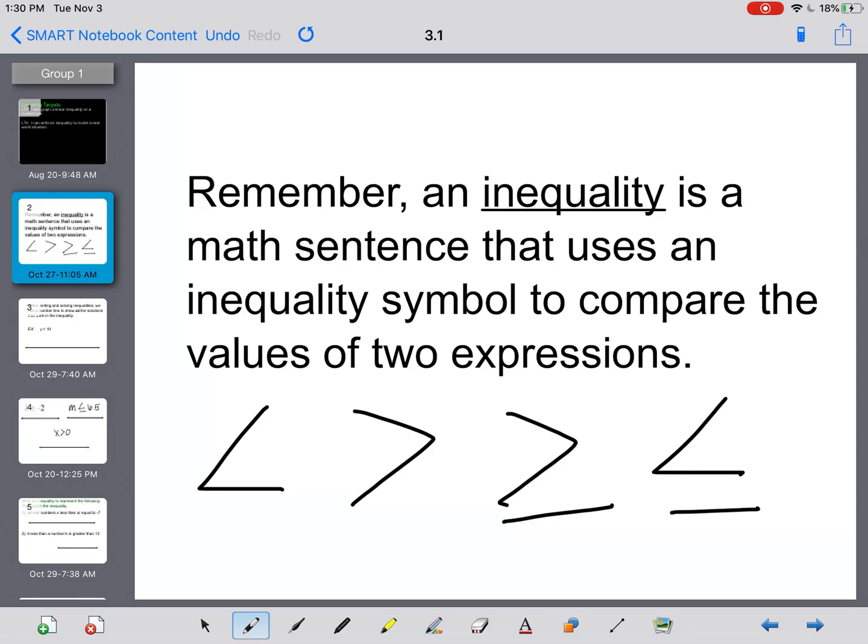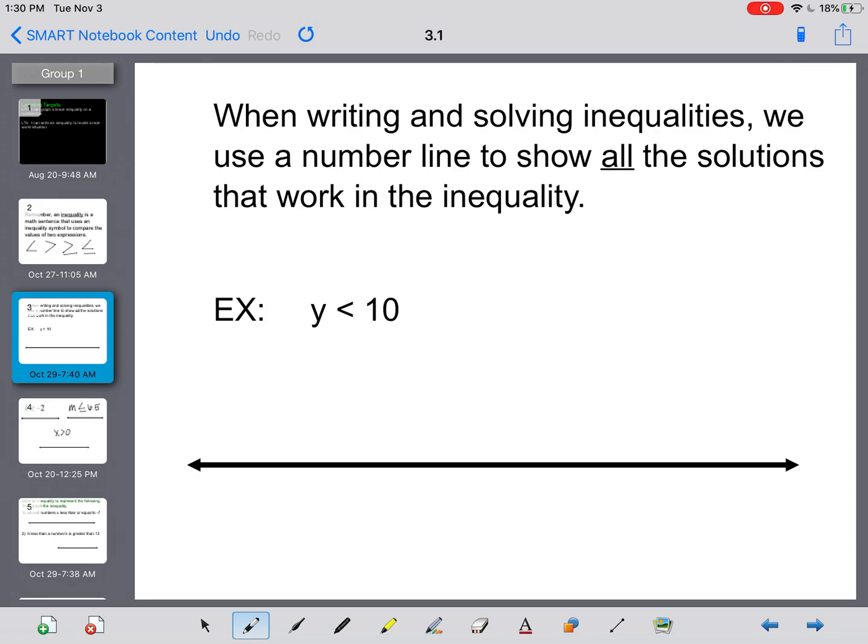Remember first, when we're starting out, that an inequality is a math sentence that uses an inequality symbol, like these four below, to compare the values of two expressions. So this time, instead of just having a number with another number and deciding which one's greater than or equal to, we'll have two expressions. When writing and solving inequalities, we use a number line to show all the solutions that would work in the inequality.